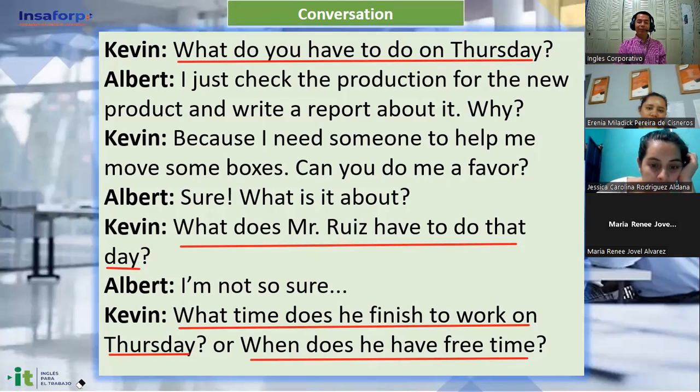Oh, ahí se oyó una vocecita, Jessica Carolina. Ok, nice. Se oye el bebé ahí al fondo, ¿verdad? Very good. Tráigalo cuando pueda, que escuche la clase. Oigan, le vamos a poner a Dudley.